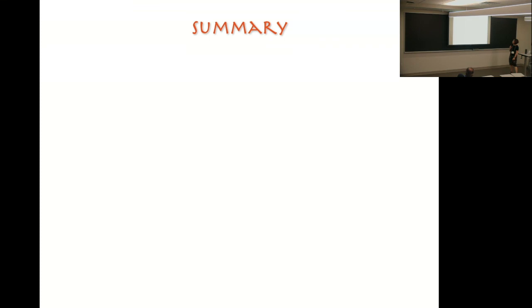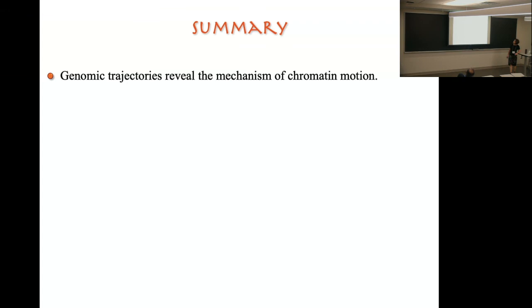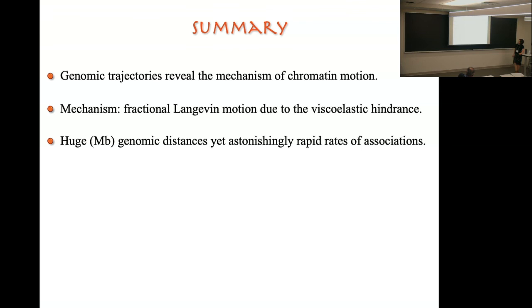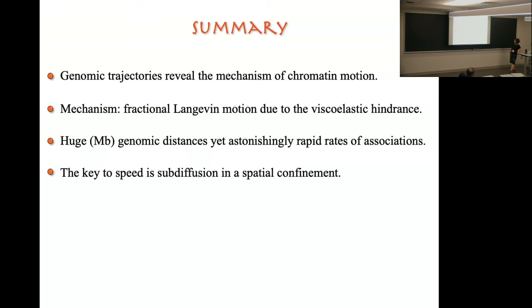Let me summarize the key points. All this analysis was based on data from live cell imaging, and I think they're a great source of insights about the mechanism of genomic motion. We find that the dominant mechanism of genomic motion is diffusion in a viscoelastic environment. This type of motion results in very high rates of genomic associations for genomic elements that are separated by vast genomic distances. The motion of genomic segments is strongly subdiffusive, and the subdiffusion is very sensitive to spatial confinement.